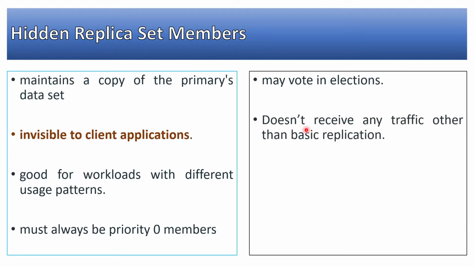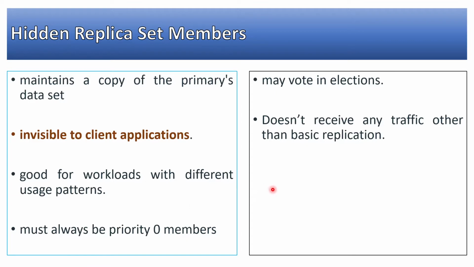They don't receive any traffic, right? They cannot receive direct traffic to themselves other than the basic replication. They can just copy the data from the primary's oplog. In case we want some client to read from it, that is not possible because these are invisible.